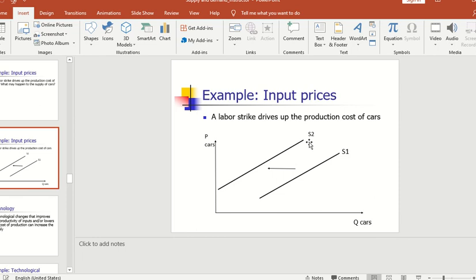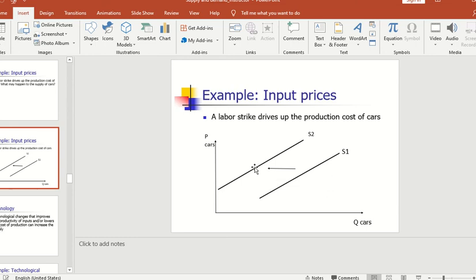This is likely to lead to a decrease in the supply of cars. Okay? So once again, you want to make sure you label your diagram very clearly so that we know which market we are referring to. So the price of cars and the quantity of cars. Okay? And then as the production cost of cars goes up, we are likely to have a decrease in the supply.